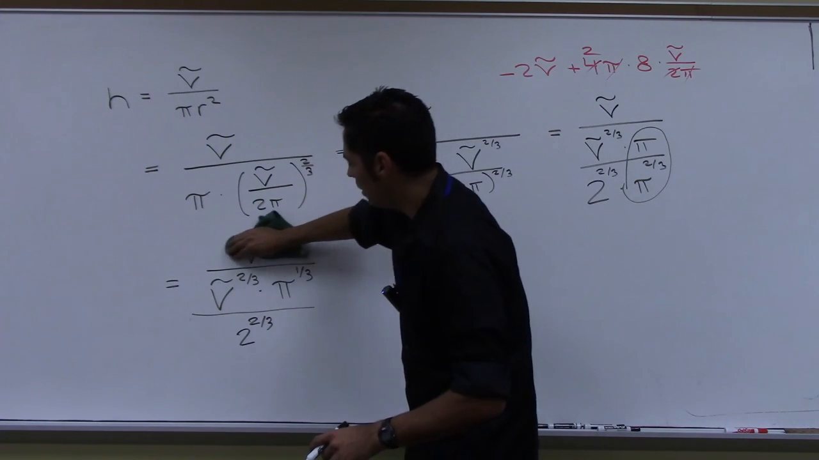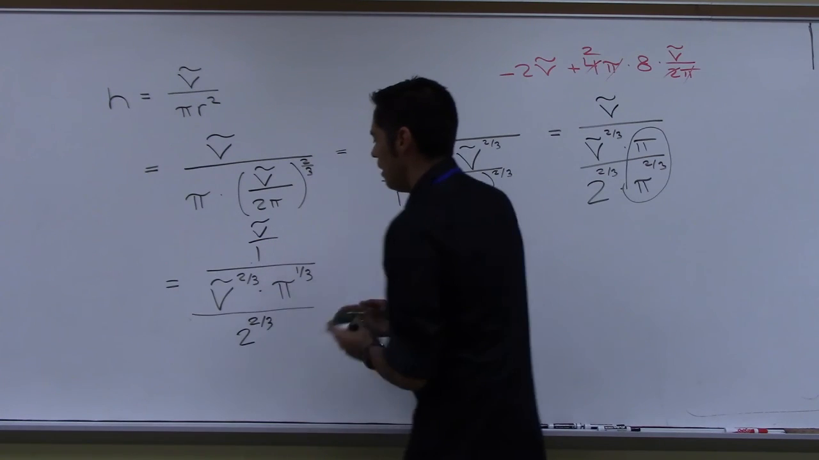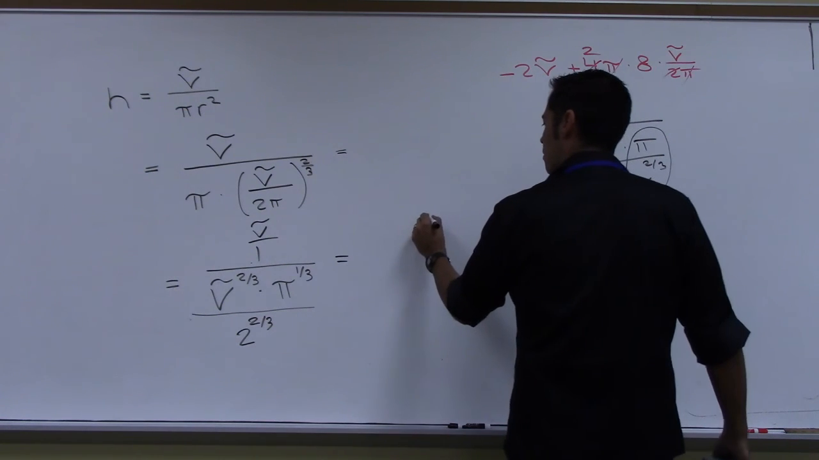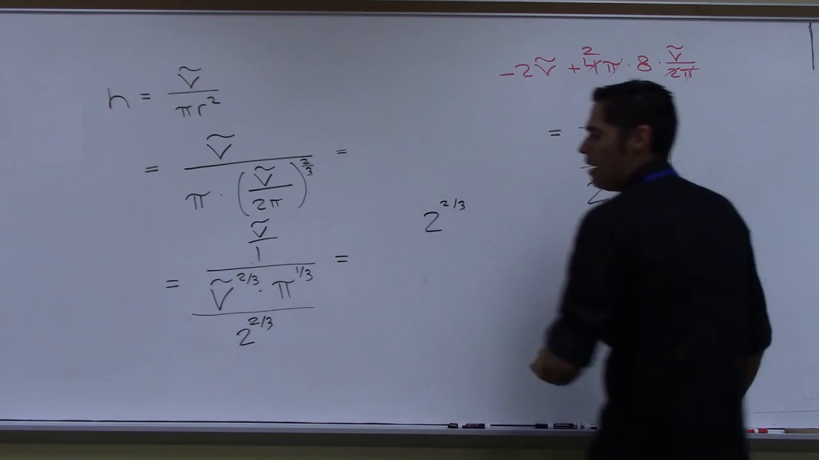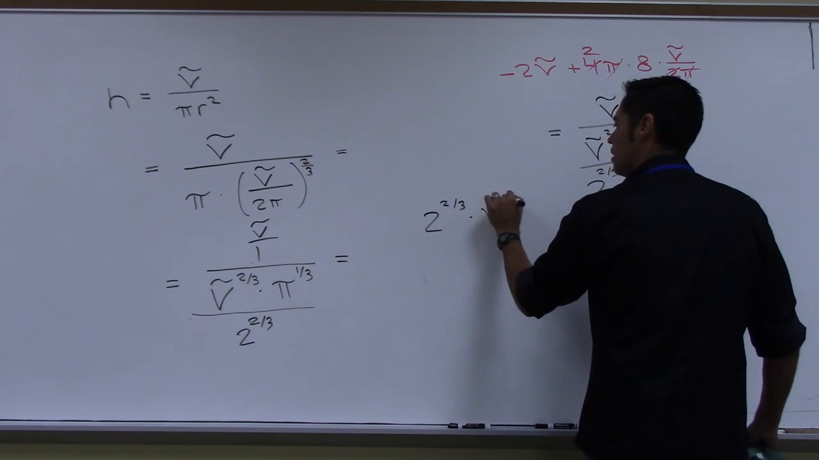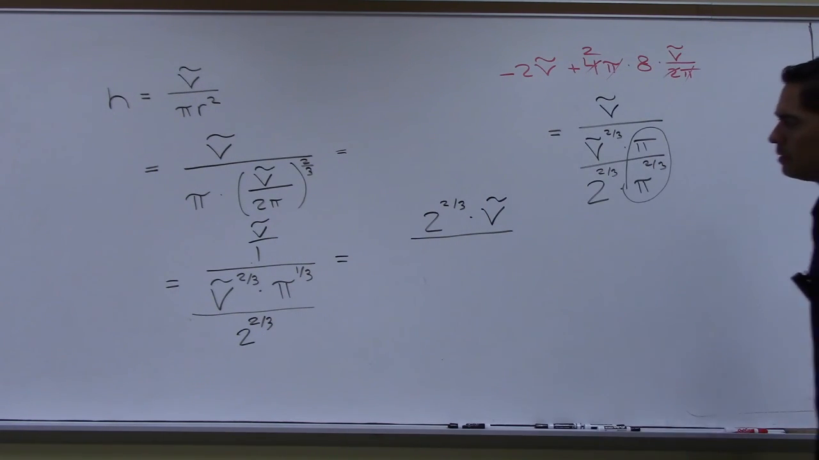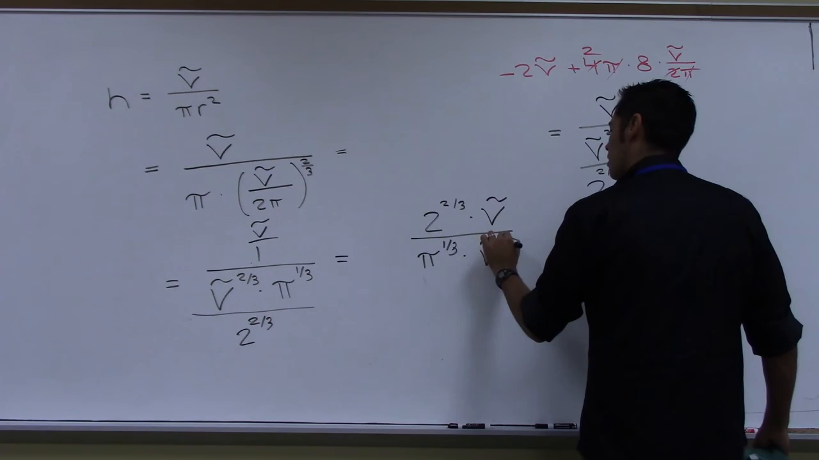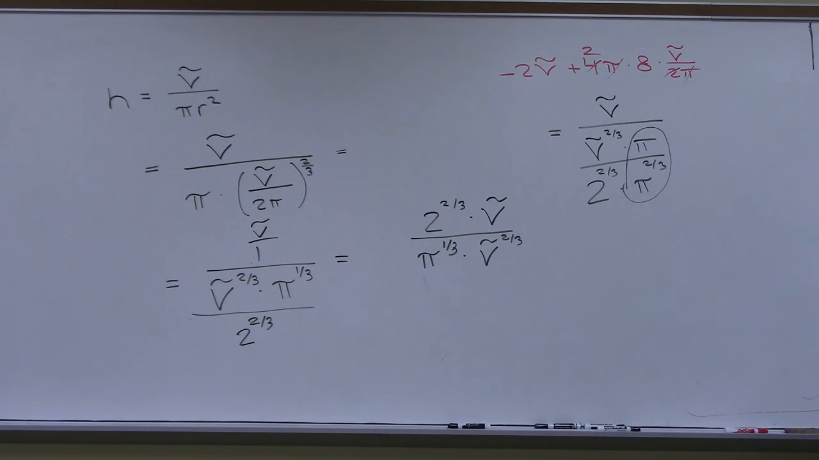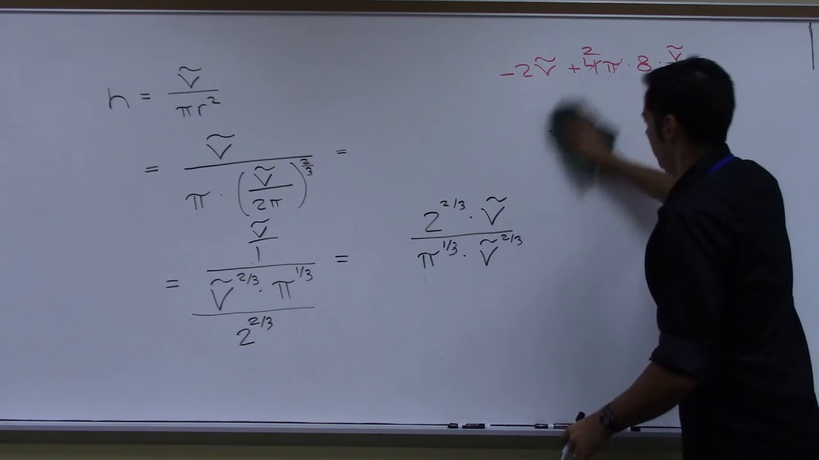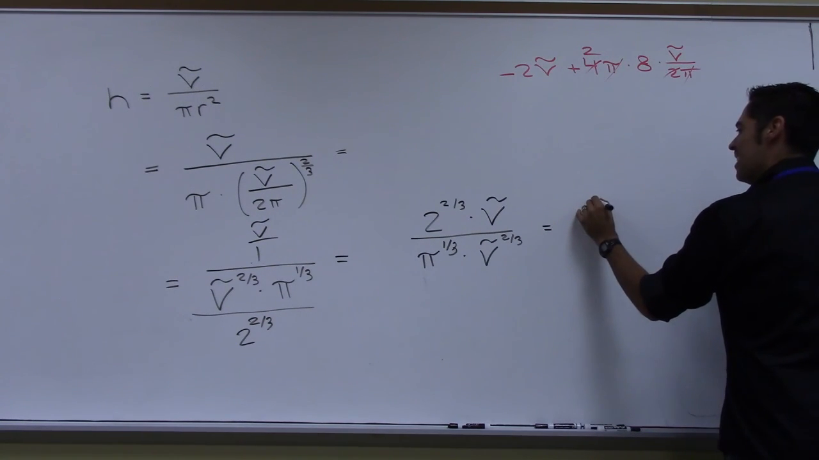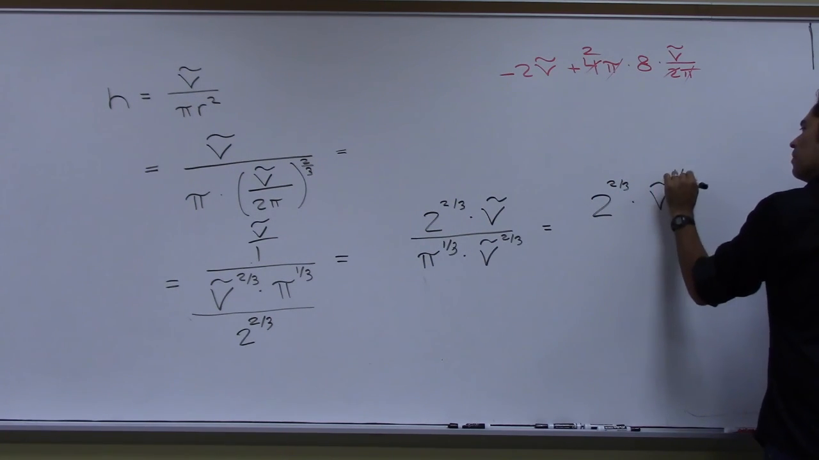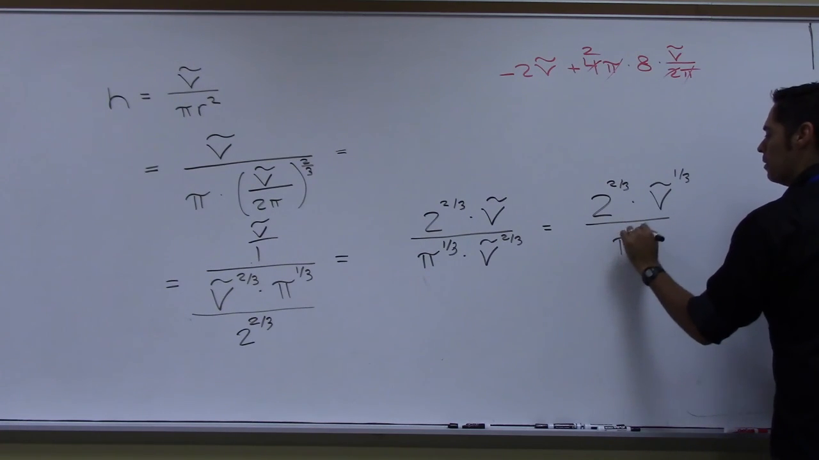Now, keep in mind, this v tilde right here is really v tilde over 1, right? So when I flip, I get 2 to the 2/3 v tilde, 2 to the 2/3 on top, with a v tilde on the bottom, and then I have a pi to the 1/3, which I'll put out front, and then v tilde to the 2/3. Can you do anything with that v tilde over v tilde to the 2/3? So now you have v tilde to the 1/3. 2 to the 2/3 times v tilde to the 1/3 over pi to the 1/3.